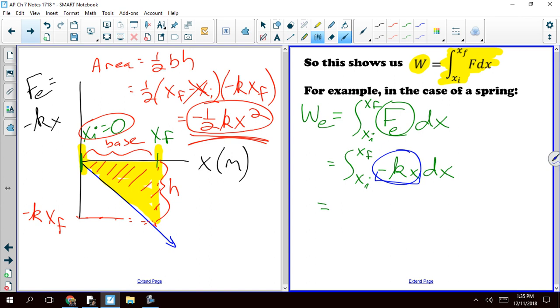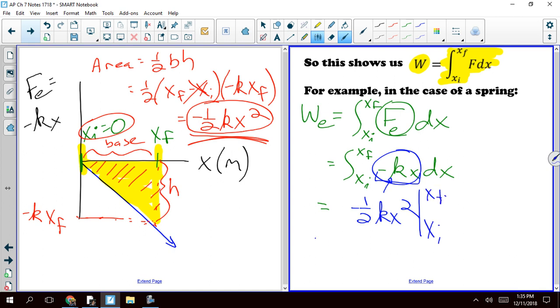So it must be x squared, but we've got to get rid of the 2 when you bring it down, right? So I think we're going to get negative 1/2 kx squared. Take a second and convince yourself that if you take the derivative of that, you get this. Bring down the 2. 2 times 1/2 is 1, and the negative sign. So you do get negative kx, and then we need to evaluate it between x initial and x final.